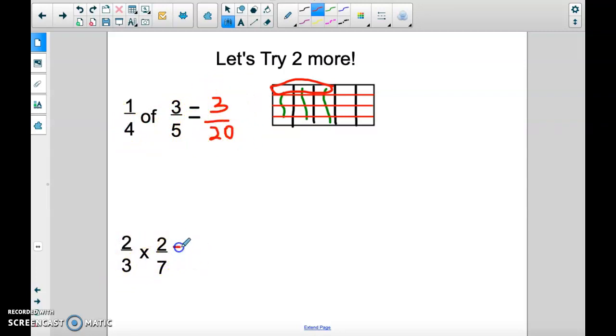So this one, the way it's written, right, these are both the same, still means multiplication. This one kind of lends itself better to just thinking about just multiplying across. So that would just be 4 21sts. Now, if you did draw it out, you would still get 4 21sts, right? Because you would break it into sevenths, shade in 2 sevenths, break it into thirds, shade 2 thirds of the 2 sevenths, and you would have shaded in 4 21sts.